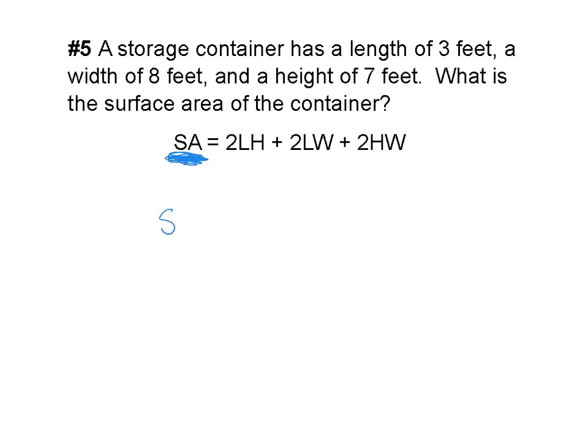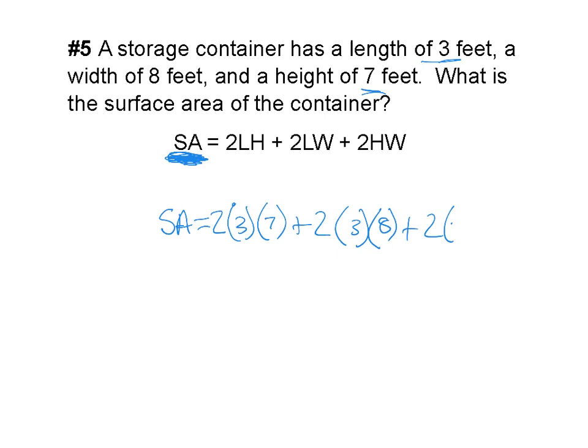Remember this one? The surface area equals 2 times the length, well, the length was 3 feet, right, times the height, 7 feet, plus 2 times the length, 3 feet, times the width, 8 feet, plus 2 times the height, 7 feet, plus the width, 8 feet. Okay, and then we found the answer of all those chunks, and then add them together, right?